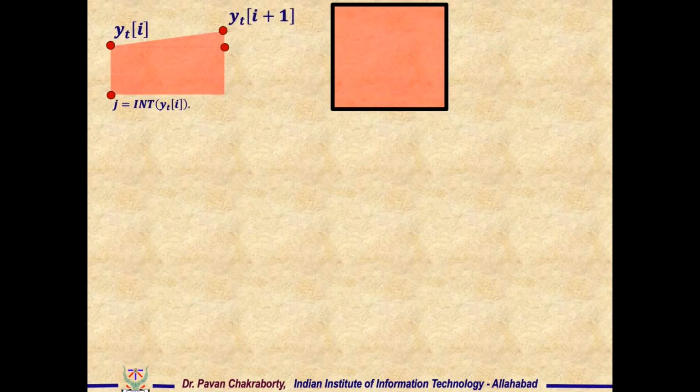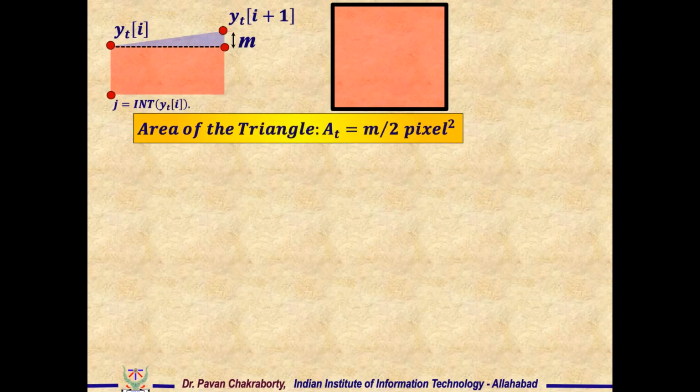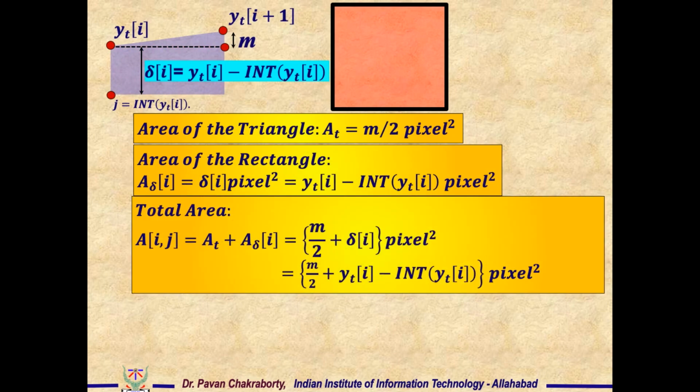So if I enlarge this region, I have seen that this is my area of the triangle, and this being the area of the rectangle, the total area is determined by A of ij, which is equal to AT plus A delta I, which is equal to m by 2 plus delta I. Delta I can be replaced, and we have the final equation, which is m by 2 plus y of t of I minus int of y of t of I, which is again in pixel square.